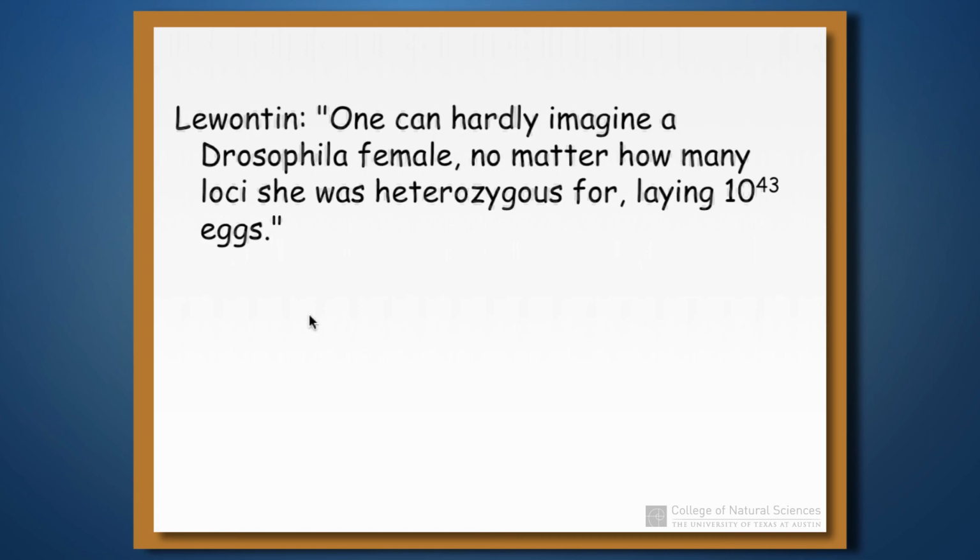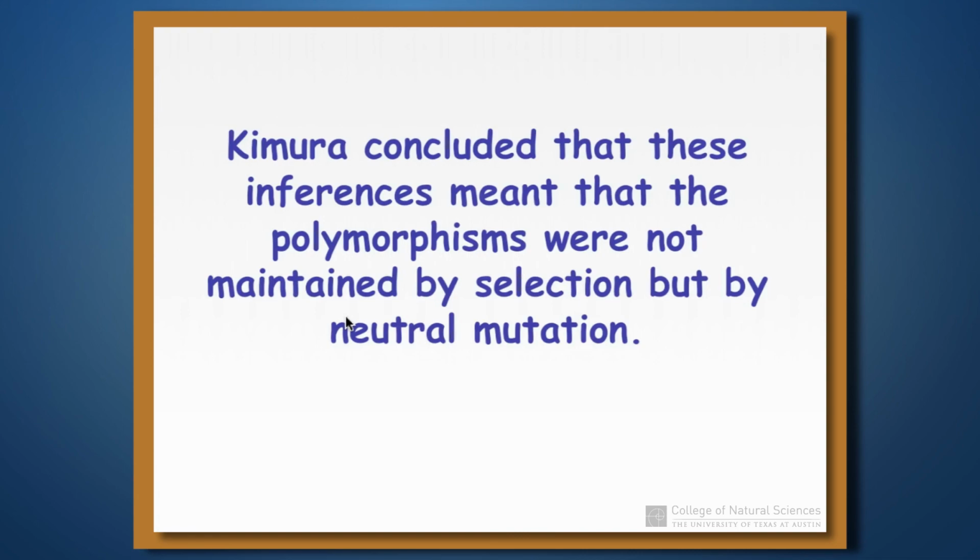In fact, 10 to the 43 is so big it's larger than the number of fundamental particles in the entire universe. So you can see why, when Kimura did these calculations, he ended up saying, okay, whoa, wait a minute. We're not maintaining all of these heterozygous loci by natural selection. If that were true, then nothing would be alive. And so he says, well, maybe that means that a lot of these loci are simply ones in which there is no selection operating, that it's just subject to drift, and therefore we can have so many of these because of that.